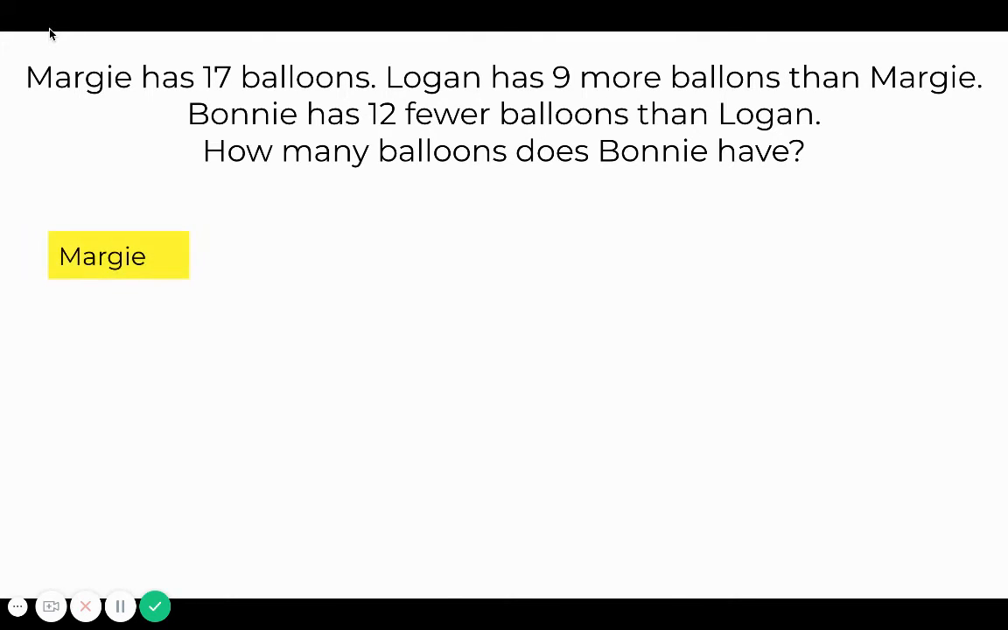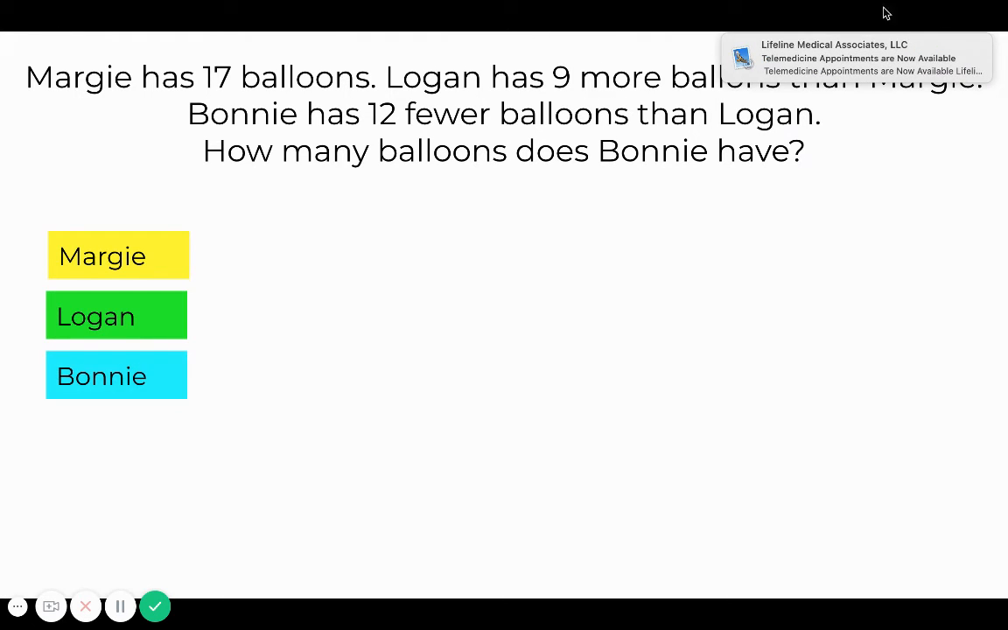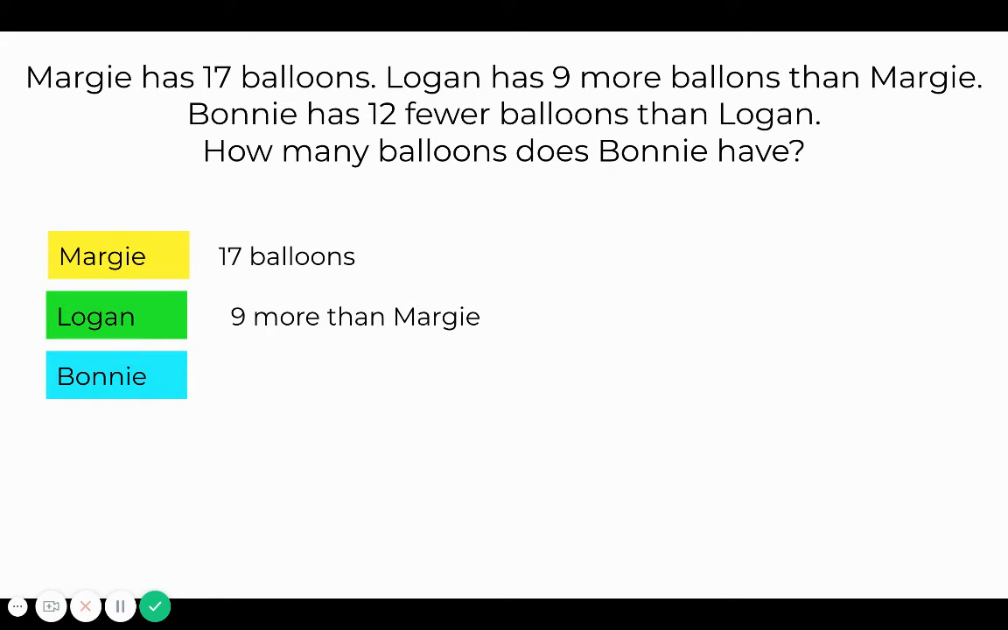So the first thing I did was I made a list of all 3 people in this problem. Then I made a list of what I know about each of them. I know that Margie has 17 balloons. I know that Logan has 9 more than Margie. And I know that Bonnie has 12 fewer or 12 less than Logan.